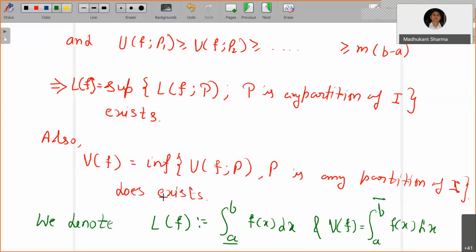If Lf is equal to Uf, then we will say the function is Riemann integrable. But whether that has happened always or not, we don't know. What we surely know is the following. See here, Lf is what? The supremum of LFP, P any partition of I. Also, Uf is the infimum of UFP, P any partition of I. Both of these do exist.